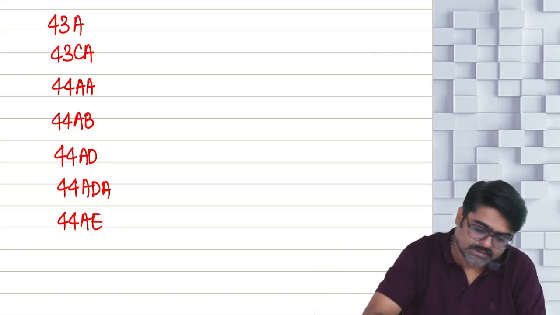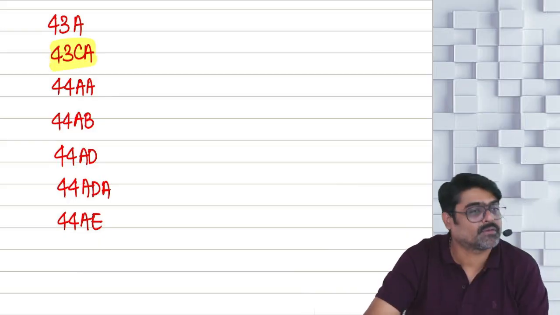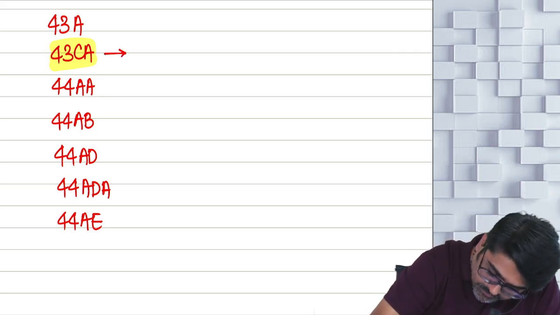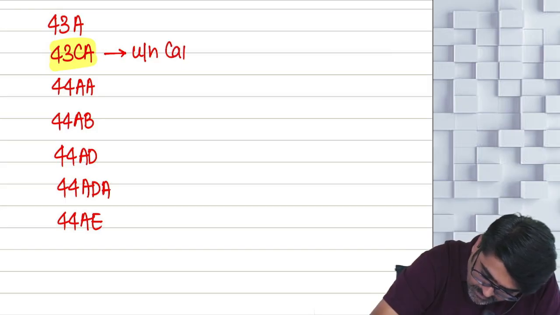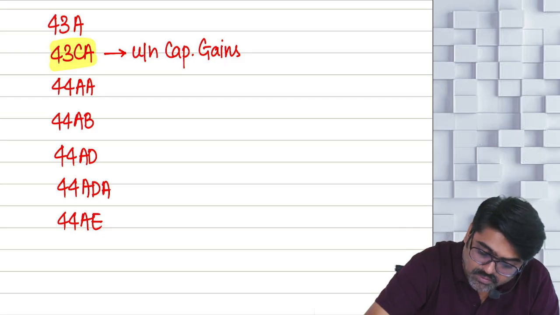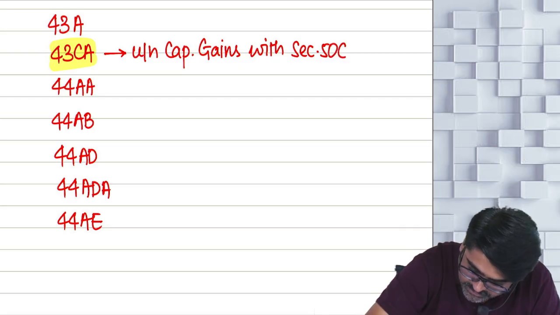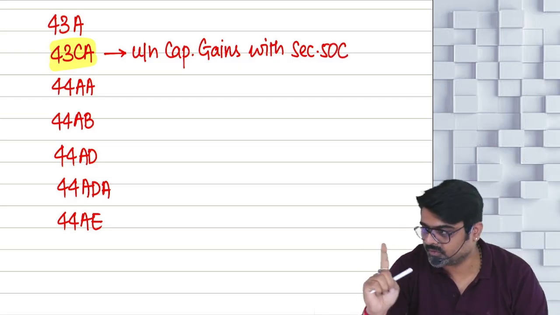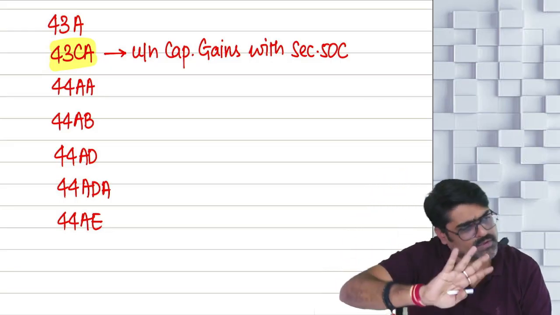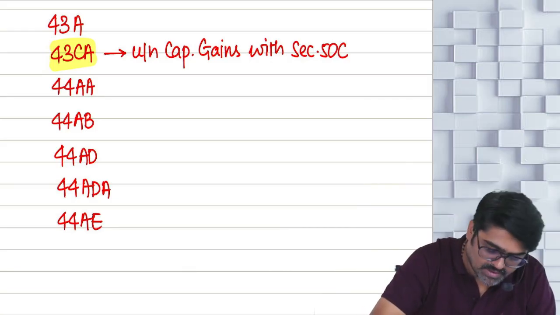Now see, this 43CA, I am highlighting this. We are going to cover this under the head capital gains, when we are going to do one section over there, section 50C. So with section 50C, we are going to do this section 43CA over there. Don't worry, this will be covered. Okay, no? Now tell me, 43A we are going to do just now.